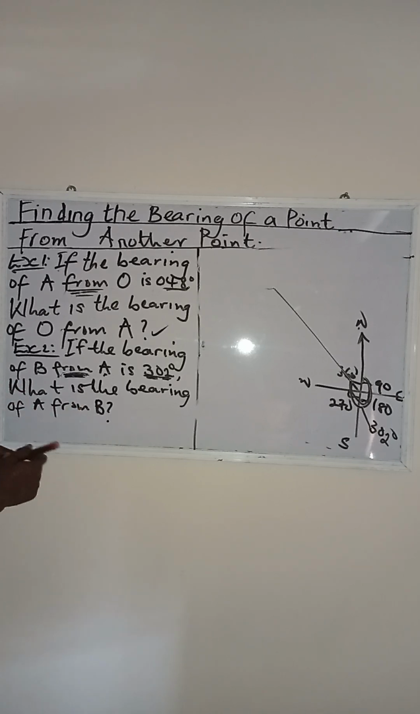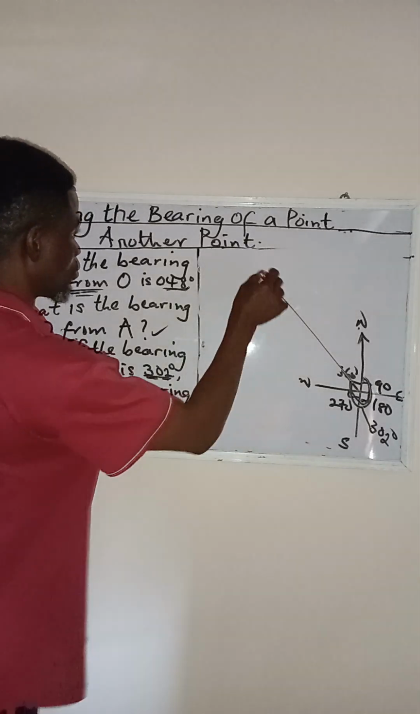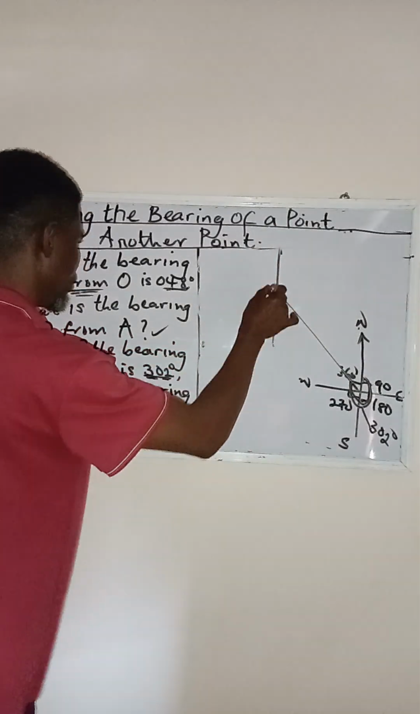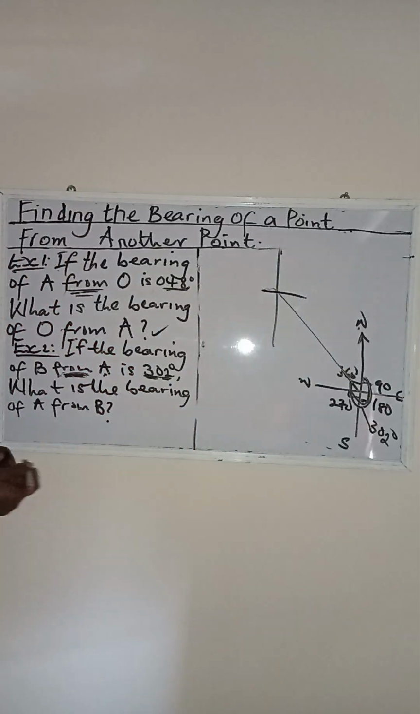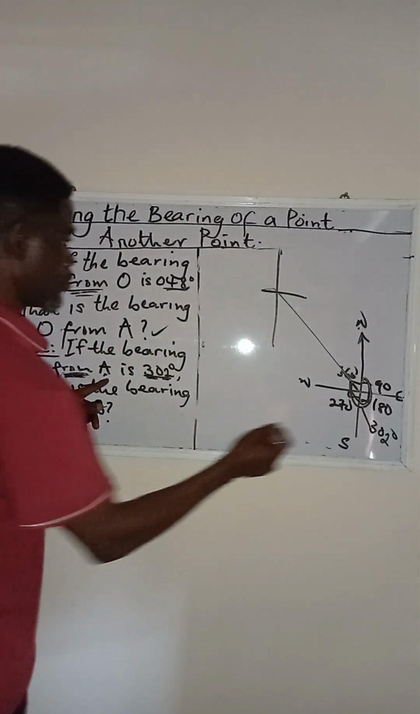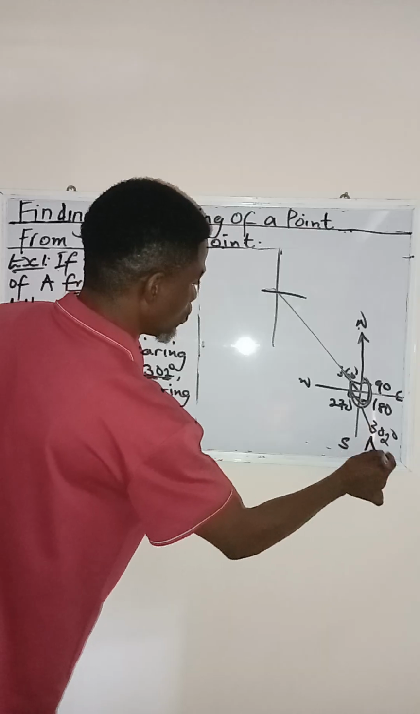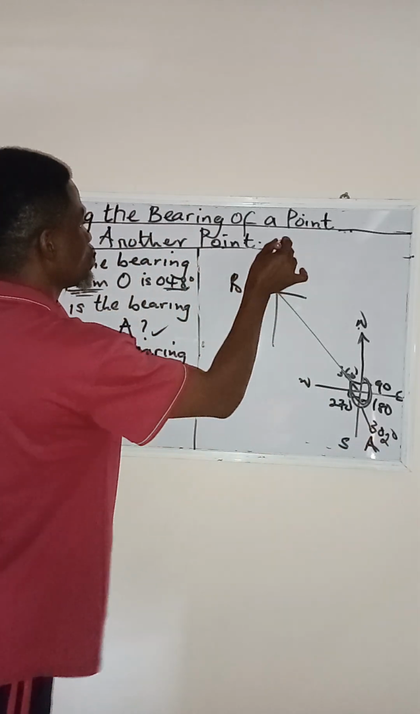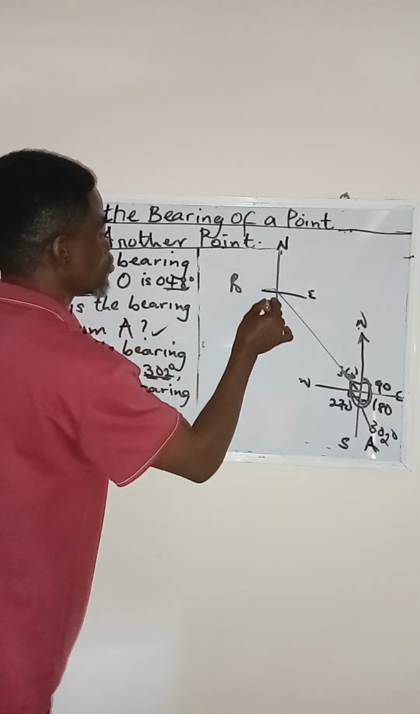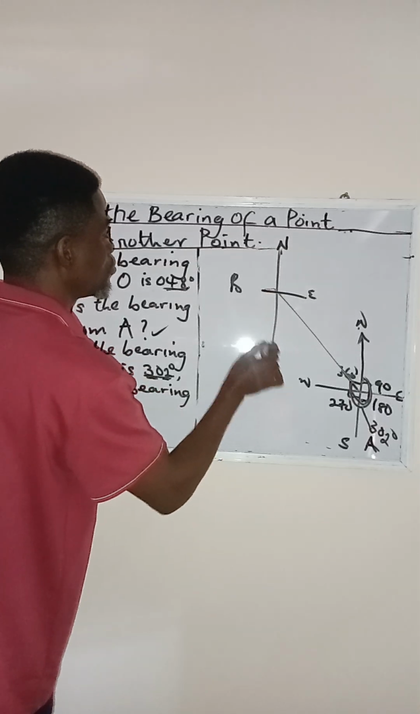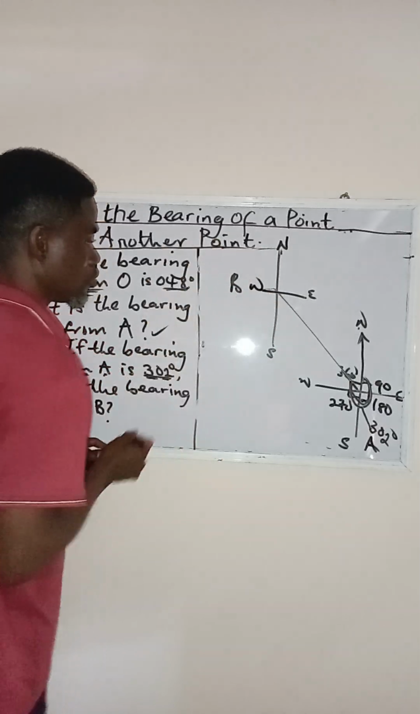From B, the bearing of A from B. So you draw another line. So this is of A, and this is of B. So we have north, we have east, we have south, then we have west.